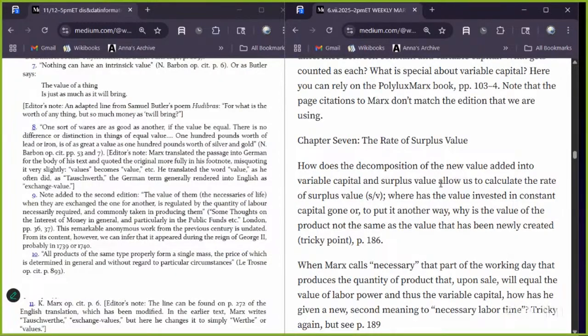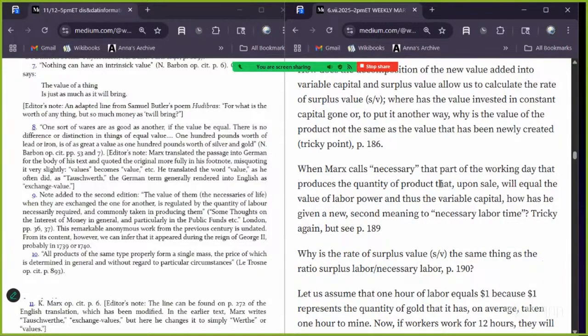When Marx calls necessary that part of the working day that produces the quantity of product that, upon sale, will equal the value of labor power and thus the variable capital, how has he given a new second meaning to necessary labor time? This is, as the note writer will say, tricky again, but see page 189. Why is the rate of surplus value, that is S over V, the same thing as the ratio of surplus labor to necessary labor? Now, remember, we're comparing rate and ratio, not the things themselves.